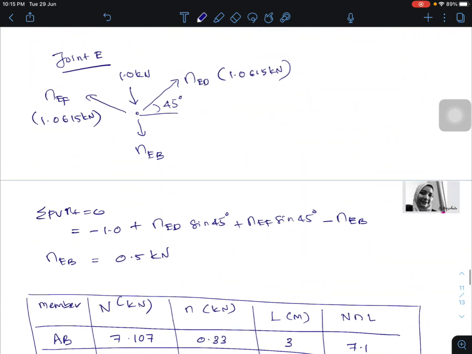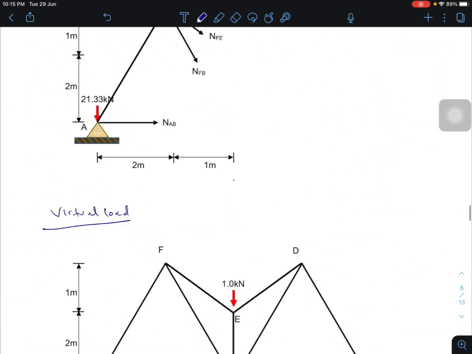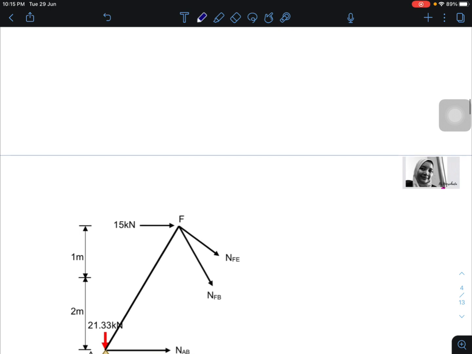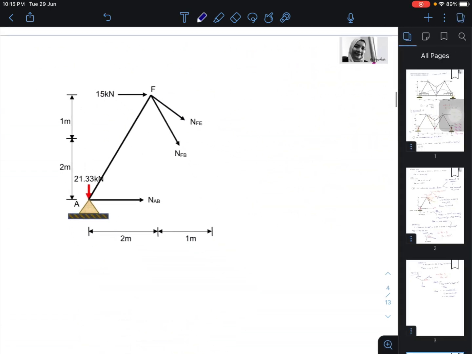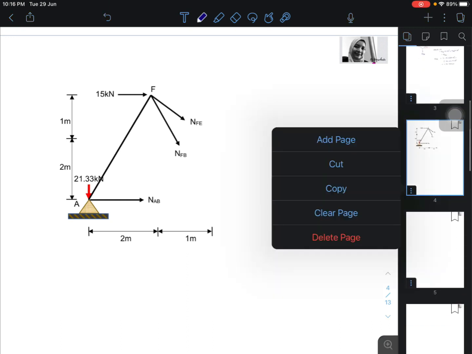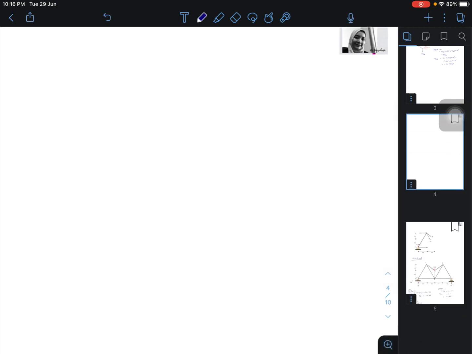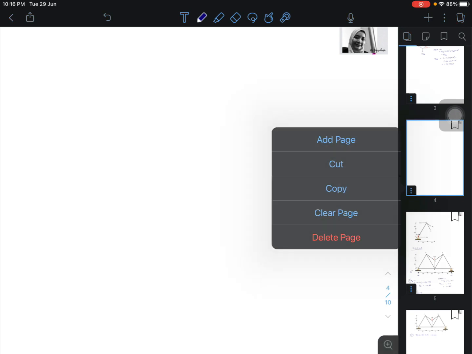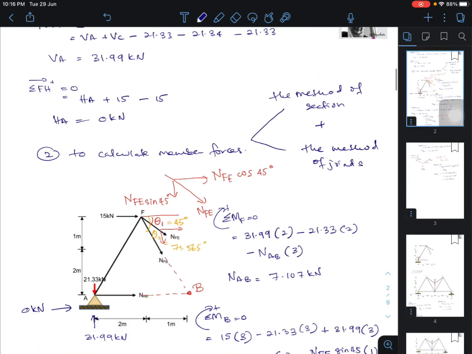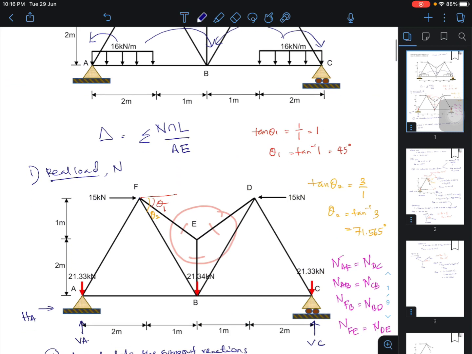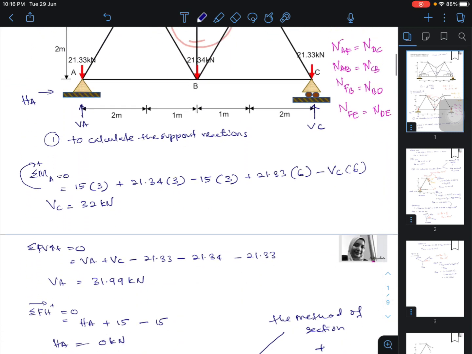So now I want to wrap up. Before we identify the deflection, I want to remove this page, and this one too. The first step is to calculate reactions. Okay, we go one by one.